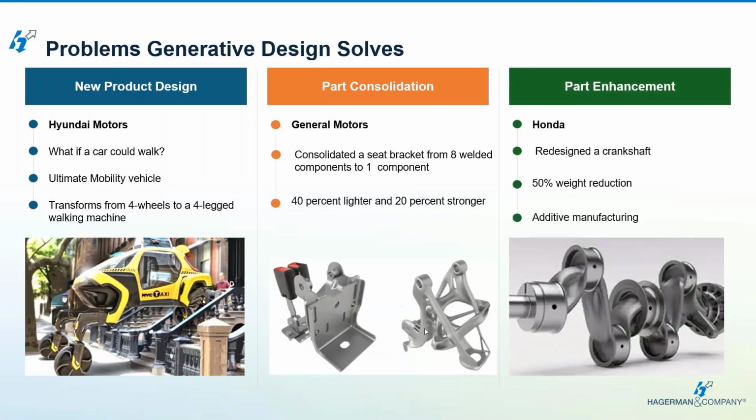And then also with Honda there, they've actually redesigned a crankshaft with generative design, where this has output a design that's 50% weight reduction on this using the additive manufacturing method. So thinking of something like race cars, or even something like aerospace, when weight really matters, that's where generative design would also come into play.